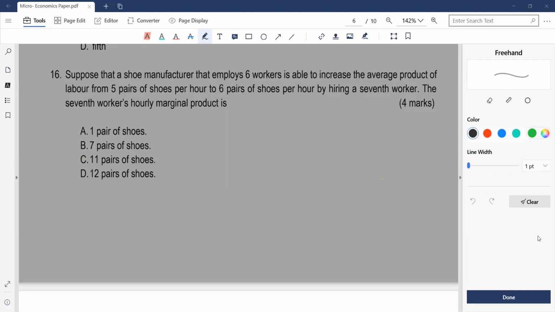Thank you. It says, suppose the shoe manufacturer employs 6 workers. So 6 workers, I want to calculate it, is able to increase the average product.